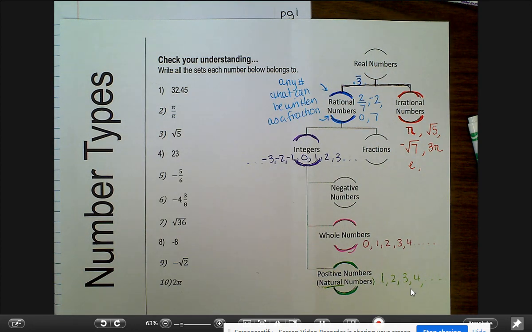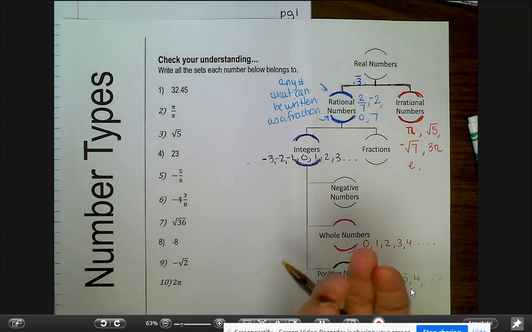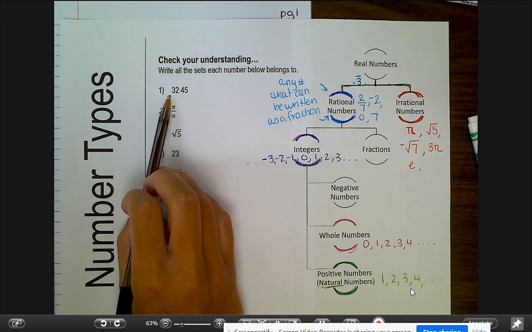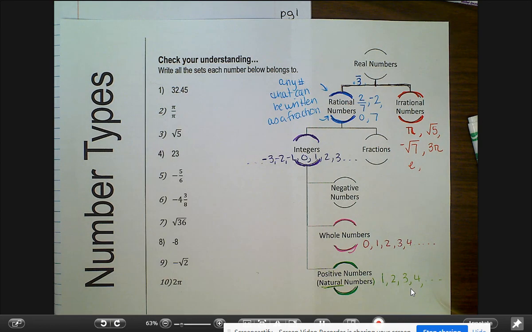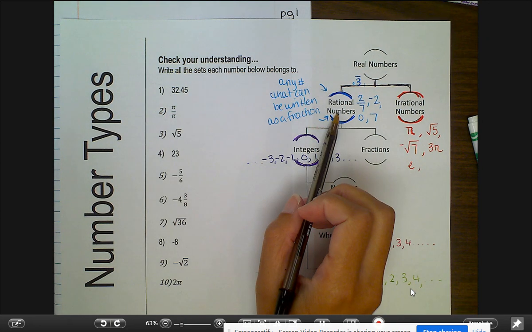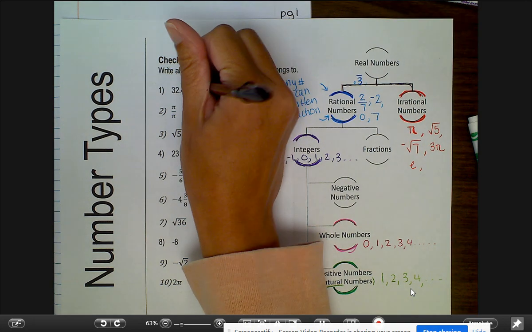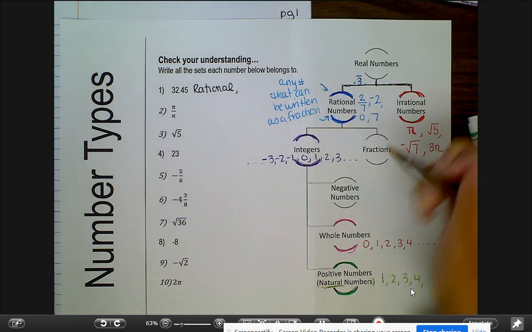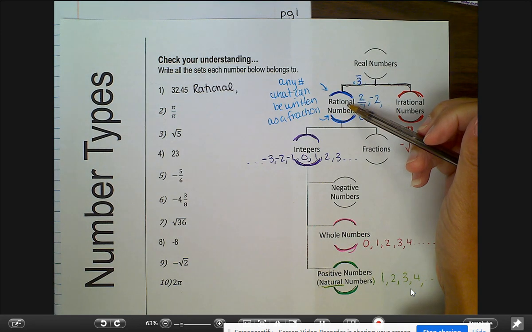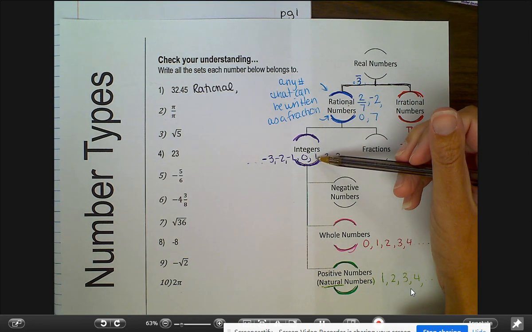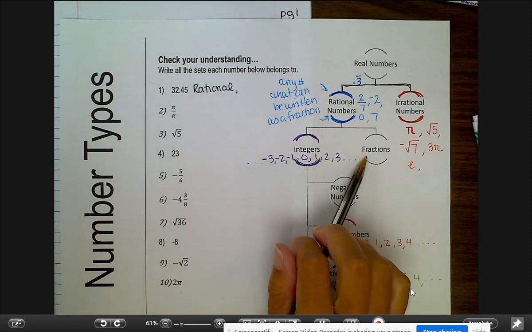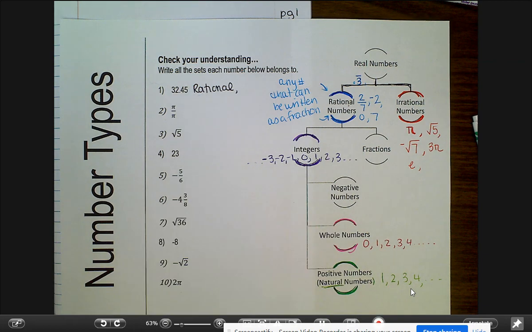32.45, now maybe that seems like a weird number, but I could write that as a fraction because I could say 32 and 45/100ths, which now I'm in fraction land. So that means that this is a rational number. And then I just want to think about, can it be any better than that? Now, it can't because it can't be an integer. It has a decimal after it, so it's kind of living in fraction land over here. So the best we can get for that is rational. I didn't need a comma. Oopsie doops.